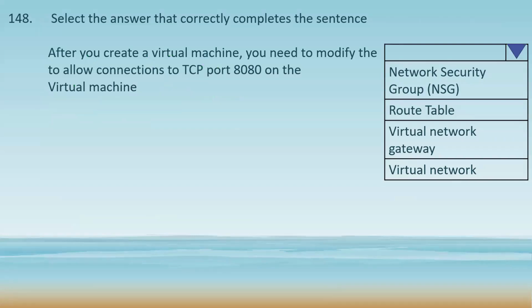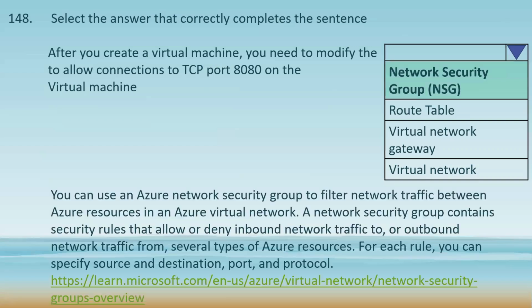Select the answer that correctly completes the sentence. After you create a virtual machine, you need to modify dash to allow connections to TCP port 8080 on the virtual machine. Your options are network security group, route table, virtual network gateway, or virtual network. And the correct answer in this case is network security group.